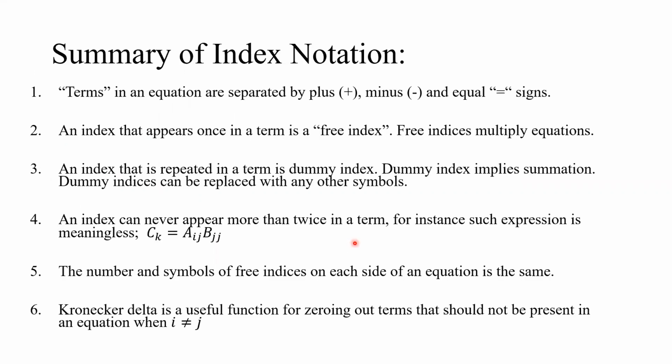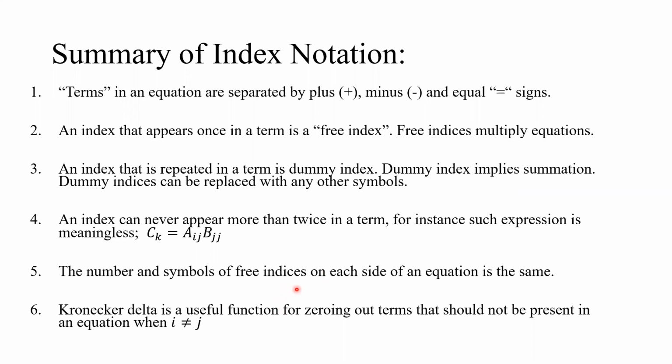So if we want to summarize our index notation lecture, first of all, it's important what we mean by term. That has to be the component that is separated by plus, minus, and equal signs. An index that appears once is a free index, one that appears twice is a dummy index, and one that appears more than twice is meaningless. So it can only appear either once or twice. Free indices multiply equations, and dummy indices can be replaced with other symbols and also indicate summation.